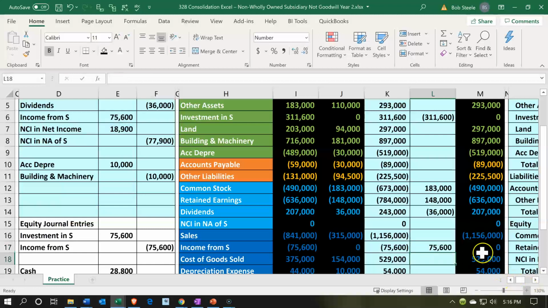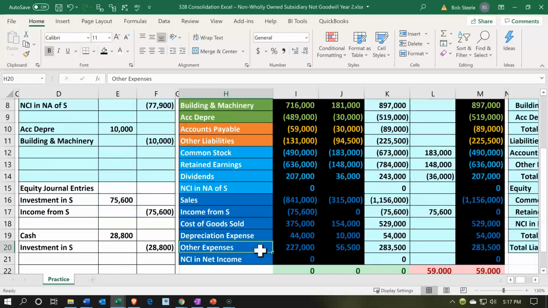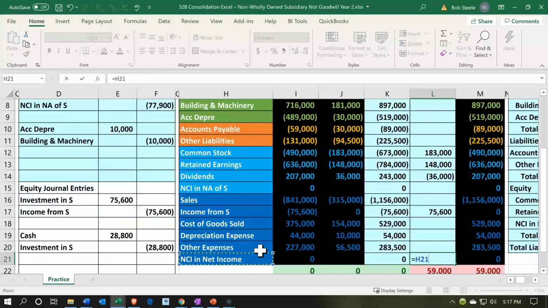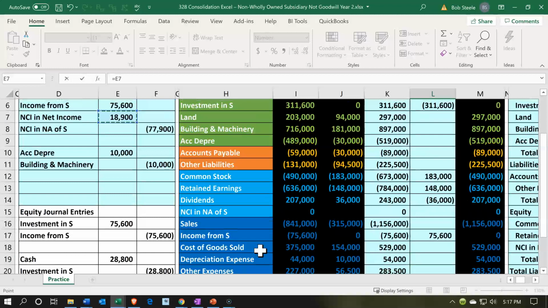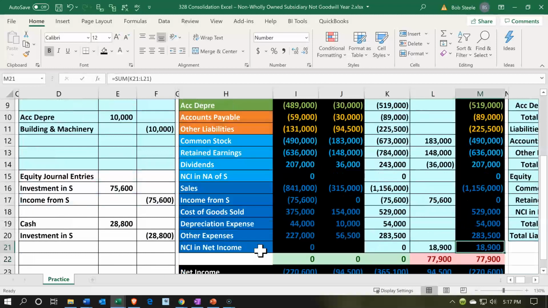And so that goes down to 0, so that looks good. Then we've got the non-controlling interest in net income. So non-controlling interest in net income is basically acting as an expense down here. We are in L21. L21 equals, and scrolling back up, we're going to be picking up that 18.9. There's the 18.9. So there we have that.